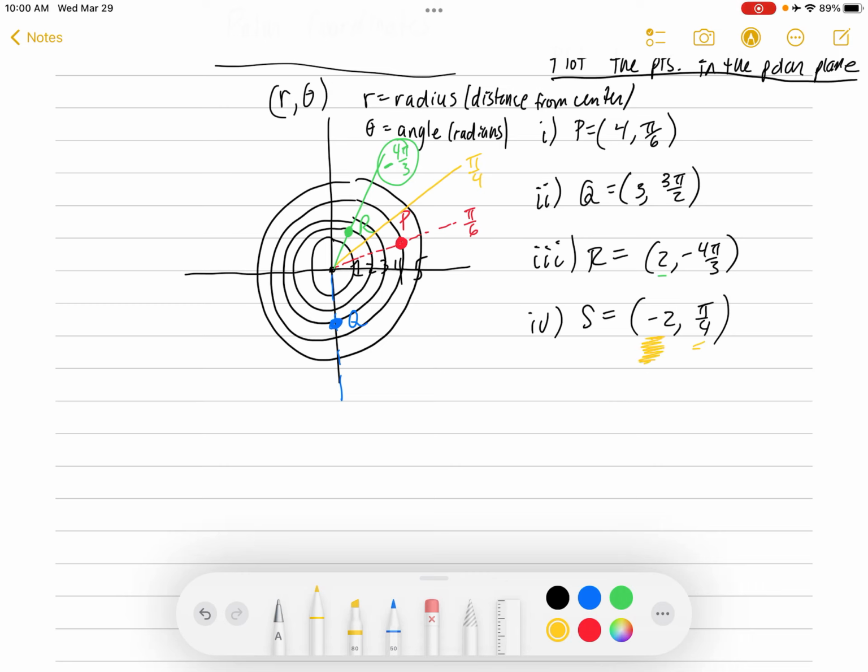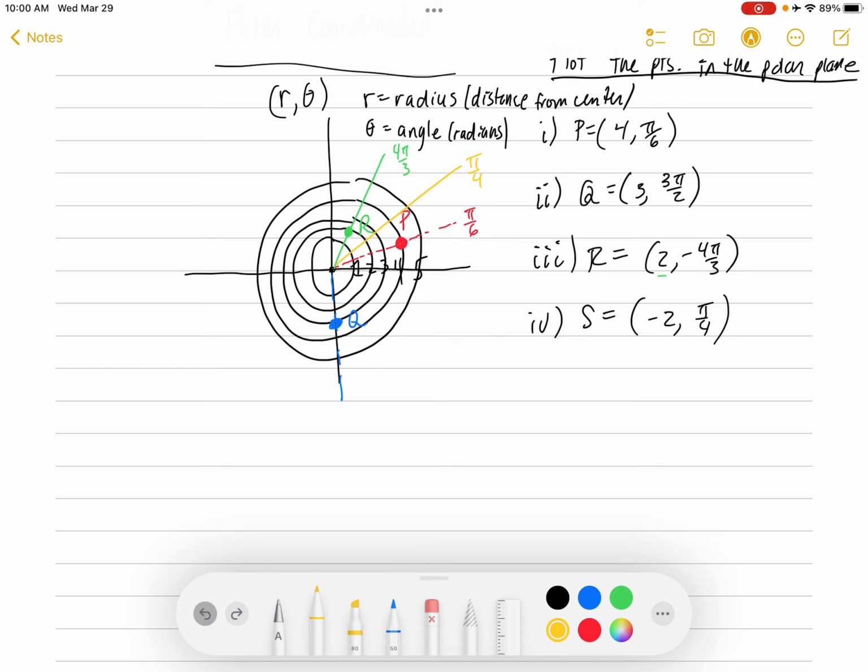45 degree angle, but we're going negative 2. So what happens when we have a negative radius? With a negative radius, we're going to flip over the top of the origin. So we're actually going to go back this way and go 2 in this direction. So actually our S is going to be back here in the third quadrant.